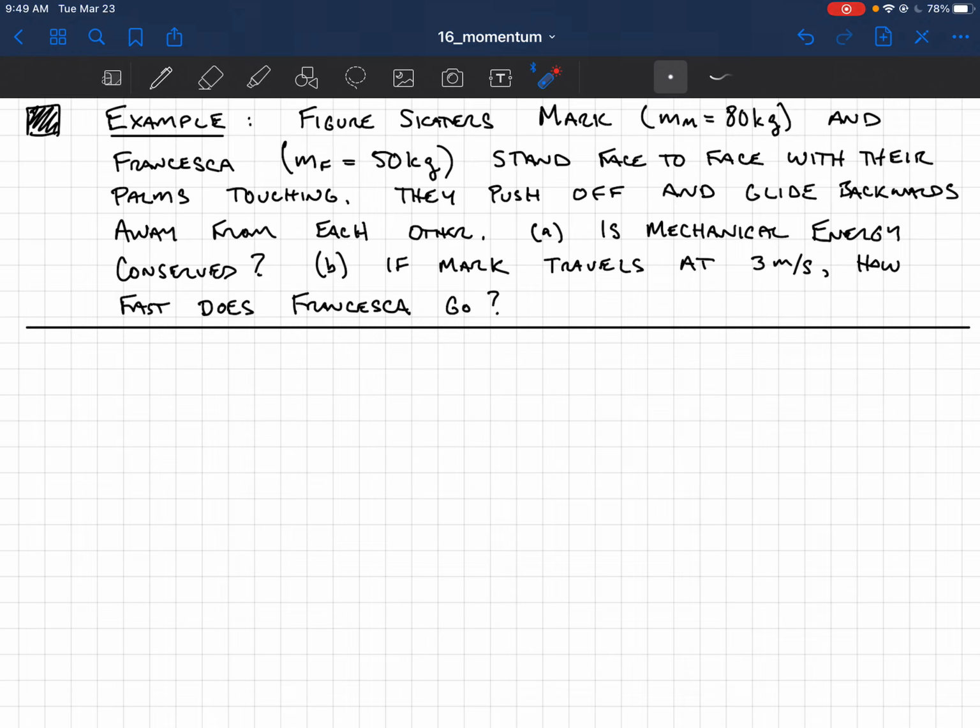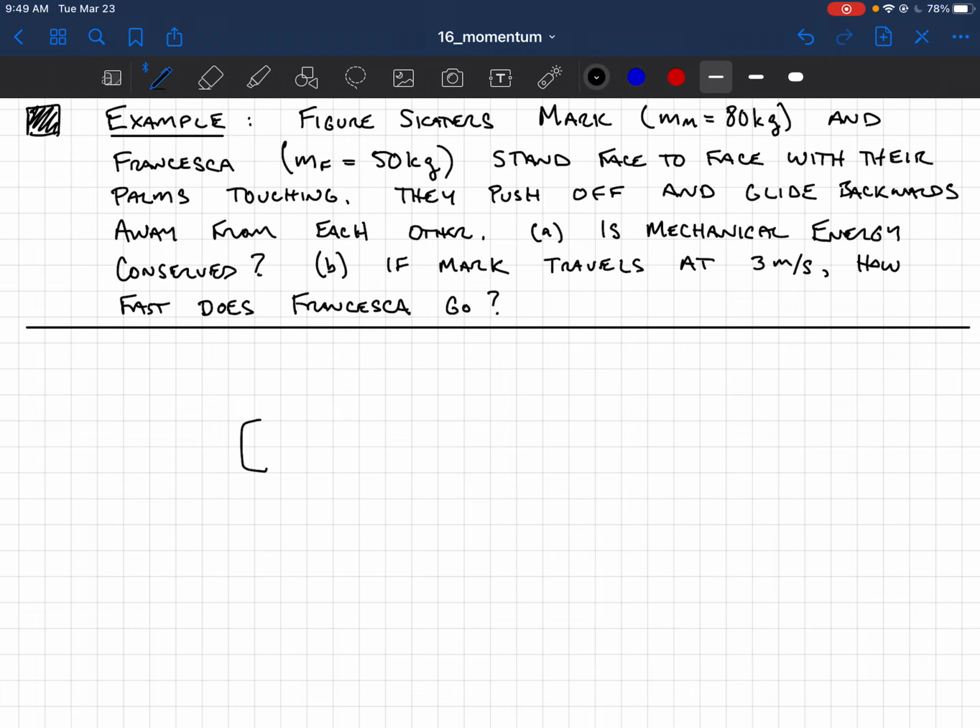Okay, we'll do one more example. Figure skaters, Mark and Francesca, are standing face to face with their palms touching. They push off and glide backwards away from each other. First question, is mechanical energy conserved? And second question, if Mark travels at 3 meters per second, how fast does Francesca go?